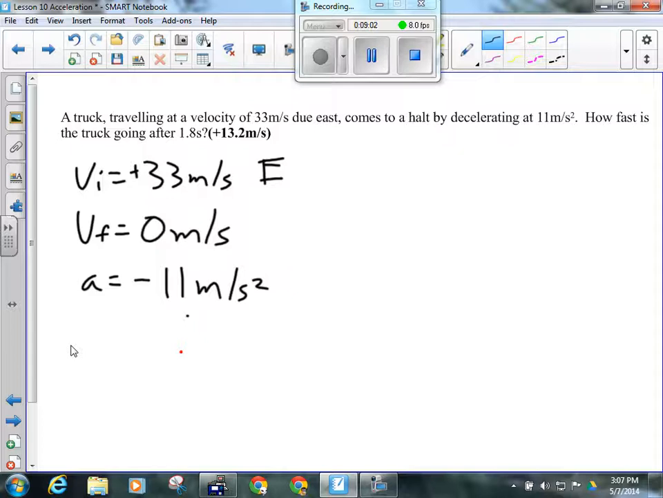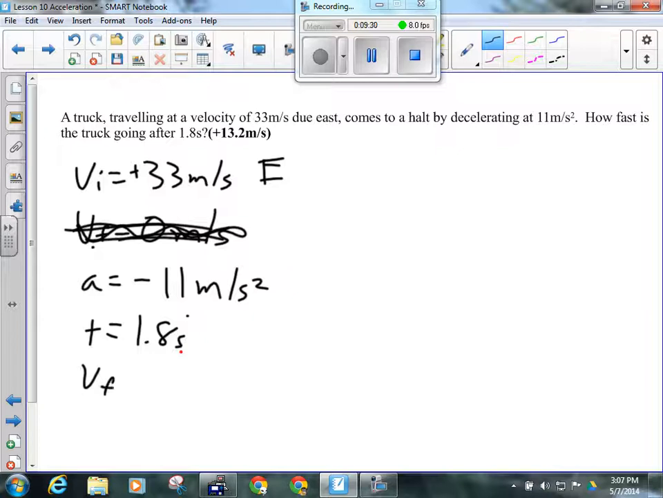Now we're looking for how fast the truck is going after 1.8 seconds. At the end of this question, VF is 0, but they're saying before that happens, after only 1.8 seconds, how fast is it going? So again, it's a question you got to read carefully. They gave us a piece of information we're not even going to use in this question. Everybody right with that? Okay.